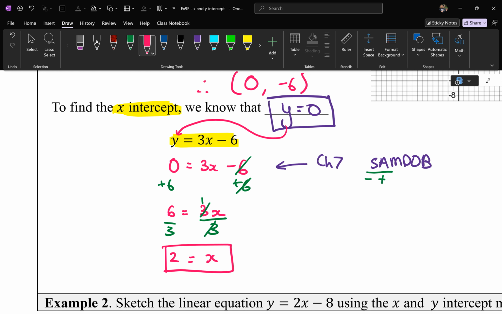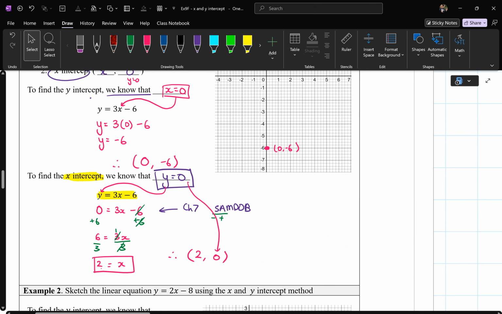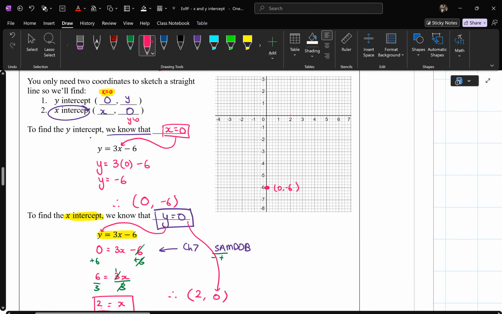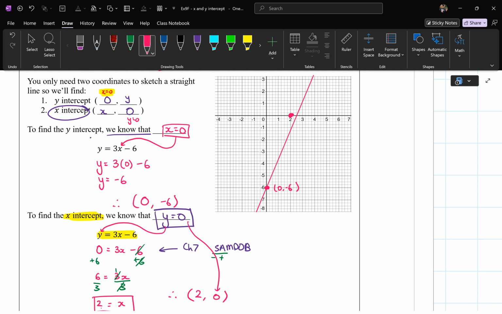Now what does this mean? What does x equals 2 mean? You just found out when x is 2, the y coordinate is 0. So where is that on the graph? Where's (2, 0)? (2, 0) means 2 to the right, but you don't move up or down. And there we go. There's the connection. Oh, the line is a bit off, actually.